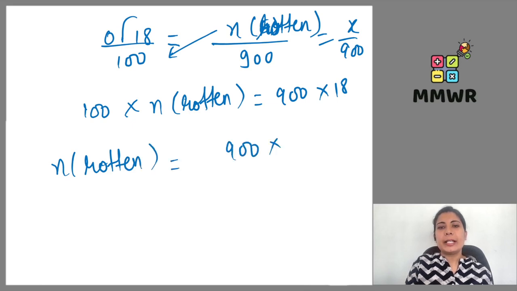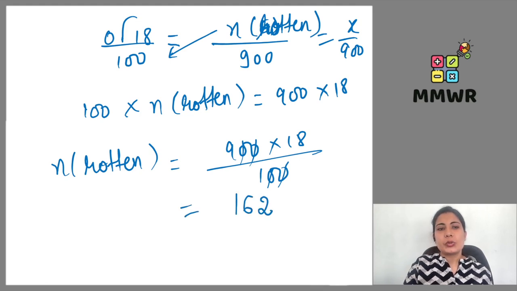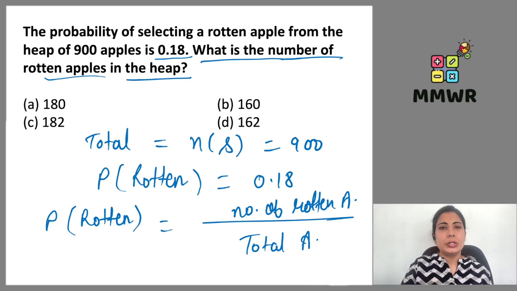900 multiplied by 18, this 100 will come into the denominator because we have to transpose it. We will transfer it. So 0 will get cancelled out. Now 9 multiplied by 18 will be 162. So how many apples are rotten here? Number of rotten apples is 162. Okay, 162. This way we have to simplify it.